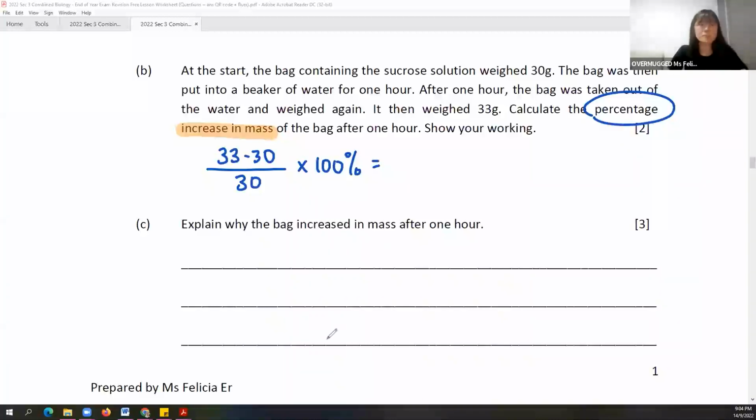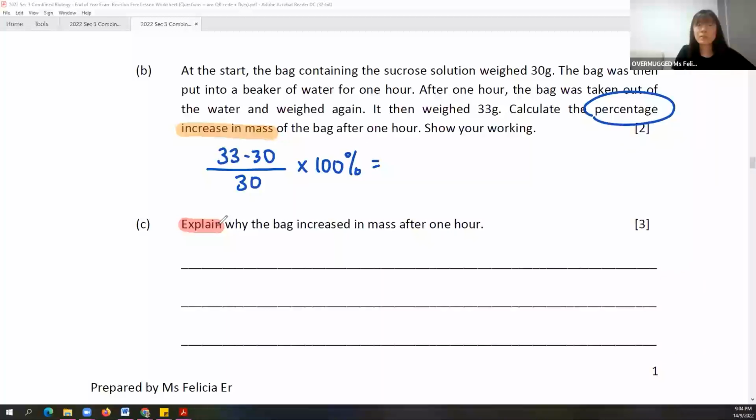I will move on. So moving on to part C, explain why the bag increased in mass after 1 hour. I'll give you a hint, the word explain. Whenever you see the word explain, what should you think of? How to answer such a question? Oh, like a lot of lines, 3 marks. So how to answer such a question? Explain. Any idea?